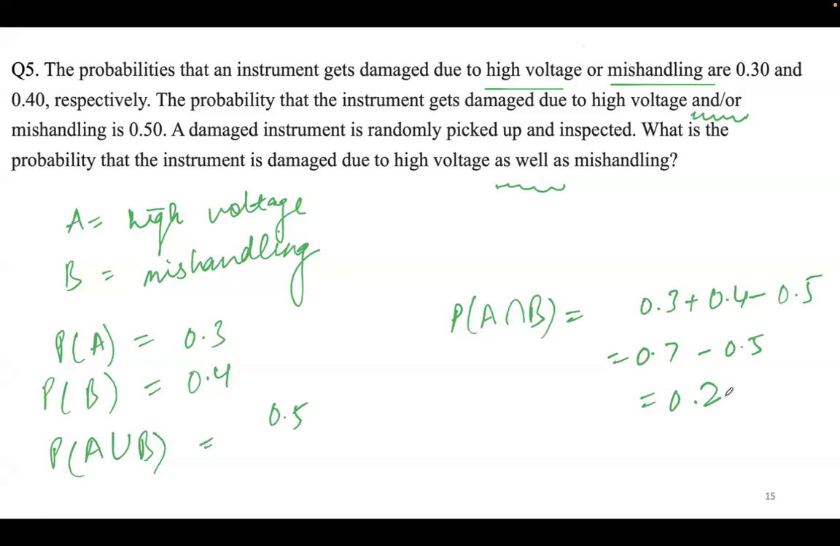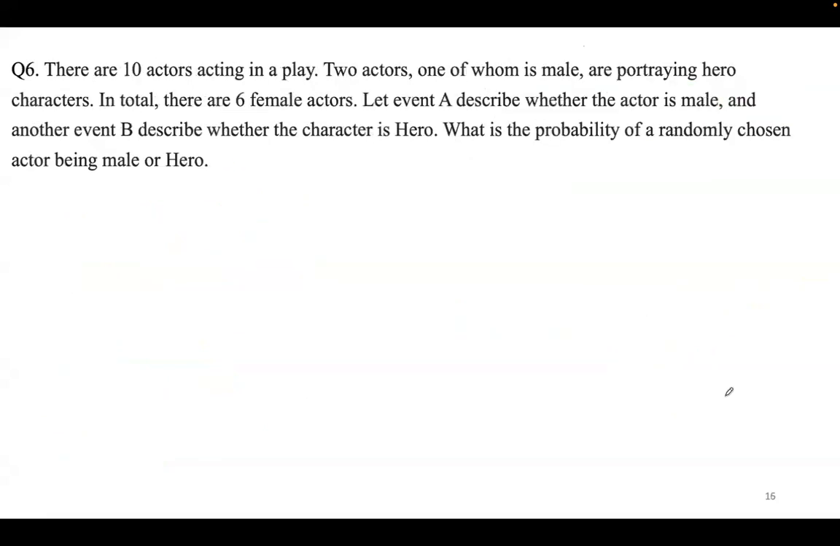All right. Next up, can be a slightly tricky question. Not necessarily, but let's see. So there are 10 actors acting in a play. So two actors, one of whom is a male, are portraying hero characters. In total, there are 6 female actors. Let event A describe whether the actor is male, and event B describe whether the character is a hero. What is the probability that a randomly chosen actor is a male or a hero?